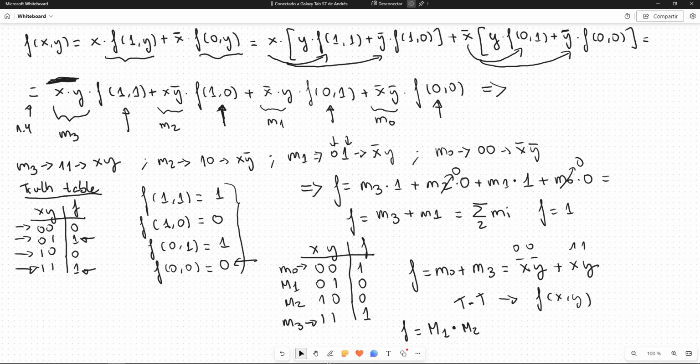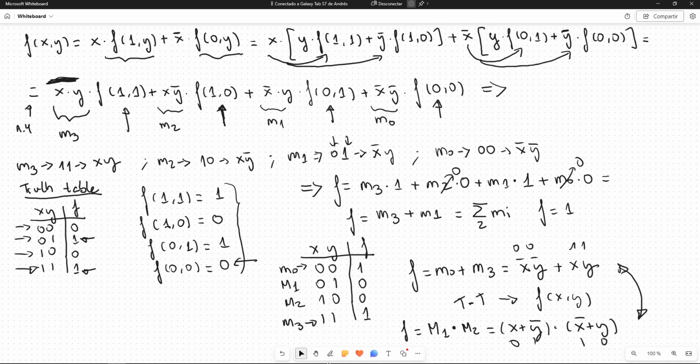It's just the dual principle. So it's a product of max terms. So if we have max term 1 is 0 1 and max term 2 is 1 0. Remember that we have to do the opposite. If we have a 0, the variable is not complemented, and if we have a 1, the variable is complemented. So these are two dual expressions.